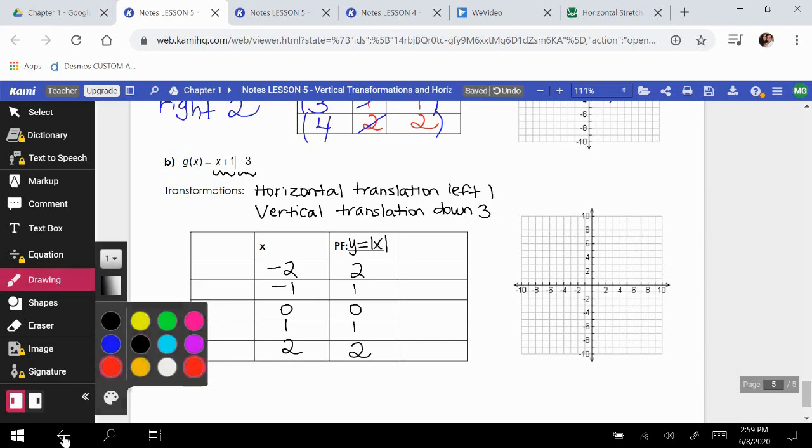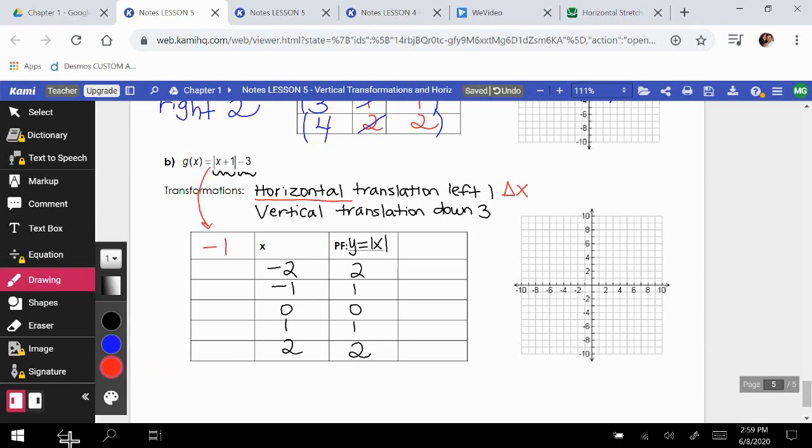So horizontal, let's start with that. What does that change, x or y? That changes the x. Remember, it's opposite of what you think. So instead of having the plus 1 there, it's actually going to be minus 1 if I'm moving something to the left. Right? And for vertical translation, that's exactly what you think. Because it says vertical, what's going to change, x or y? My y values are going to change. So I'm going to be taking all of these y values and doing what to them?